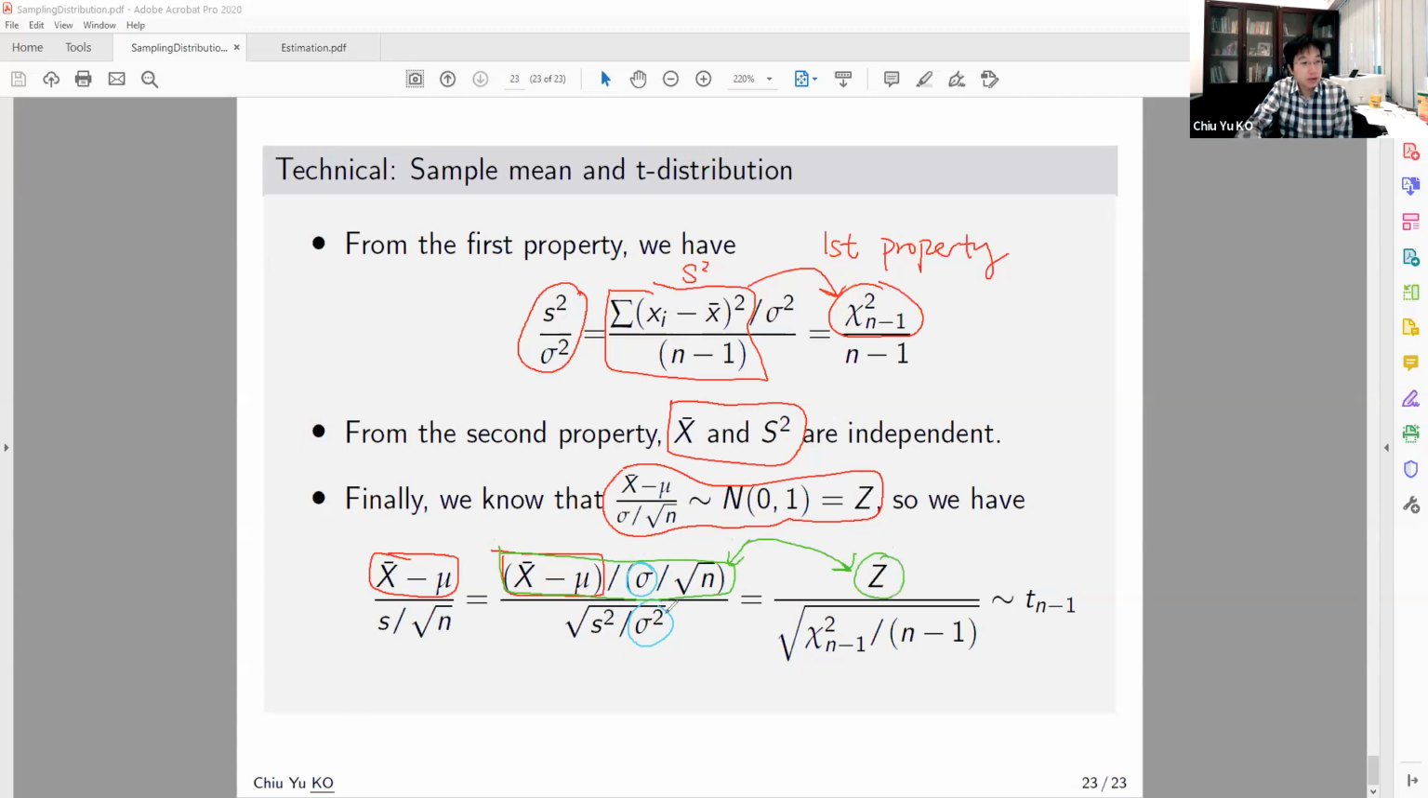And this part, s square over sigma square, is chi-square over n minus 1, which is proven above. So a normal over the square root of chi-square with degrees of freedom n minus 1, divided by n minus 1, is t. So that's why we have t with degree n minus 1. This is how we prove t. Of course, this is rather technical, but this is something they're trying to show you, what is behind t.